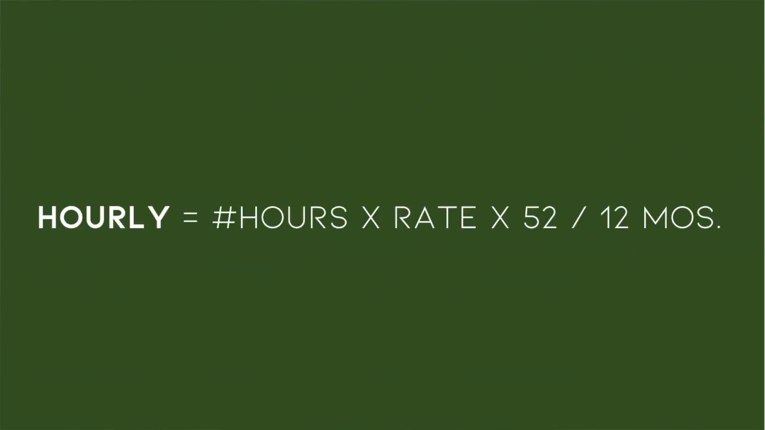As for hourly, here is the equation that you would use. As you can see, you take the number of hours per week, multiply that by your hourly rate. There are 52 weeks in a year, and then you divide that by 12 months, and that's how you get your monthly application for your budget.